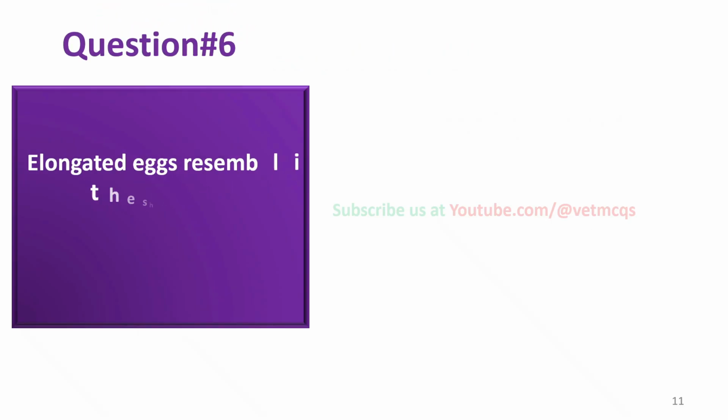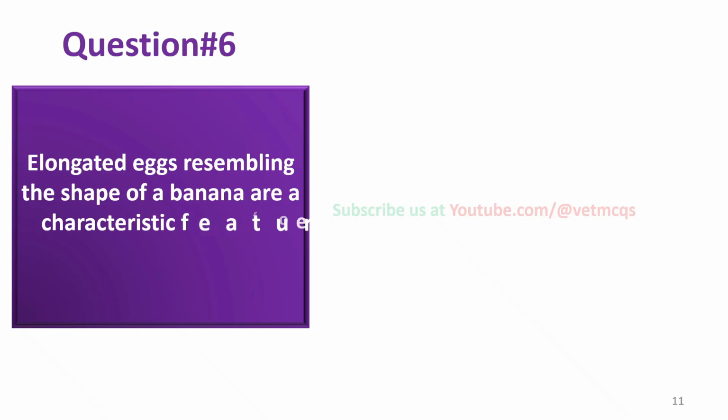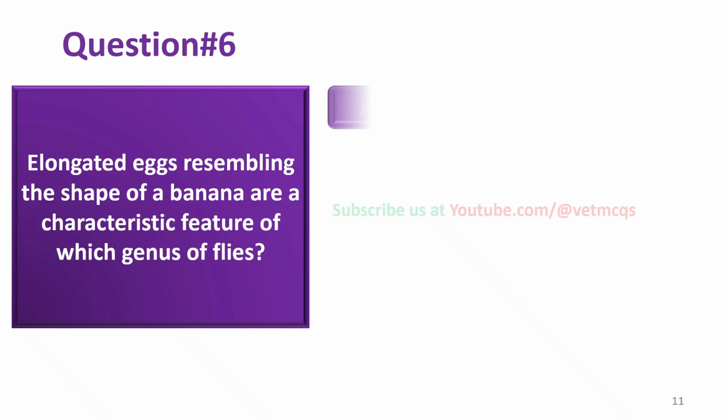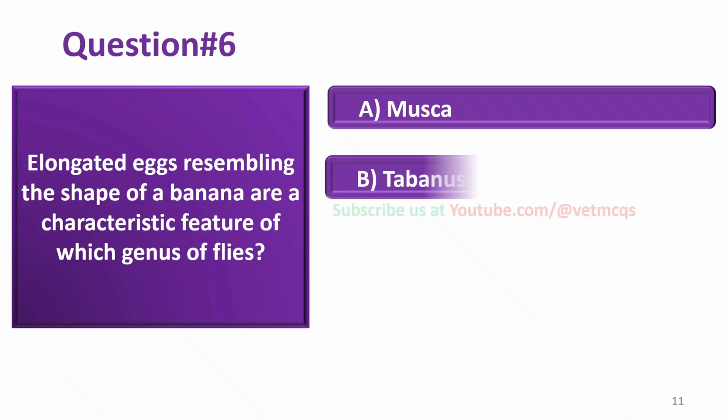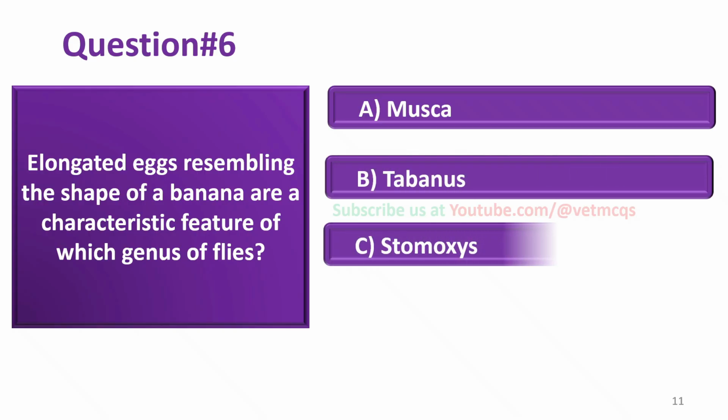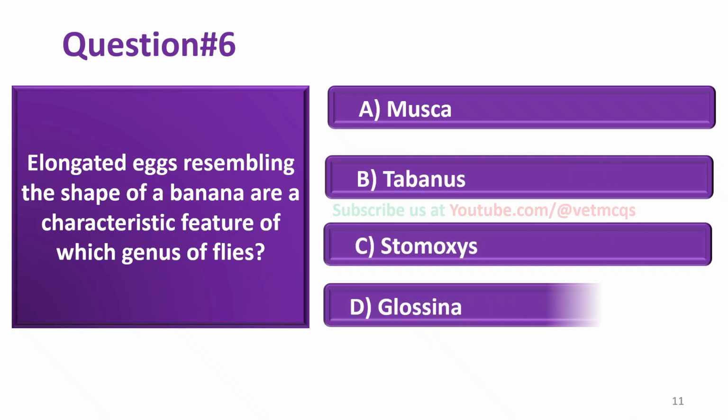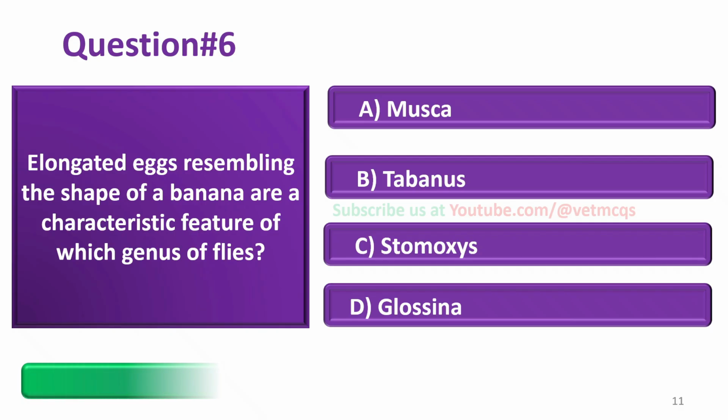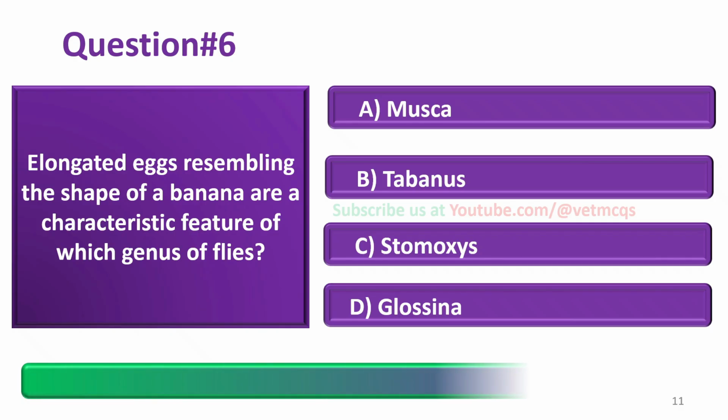Elongated eggs resembling the shape of a banana are a characteristic feature of which genus of flies? Musca, Tabanus, Stomoxys, Glossina. And the correct answer is option A, that is Musca.